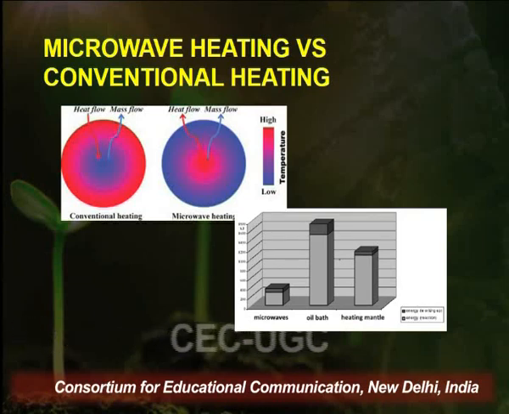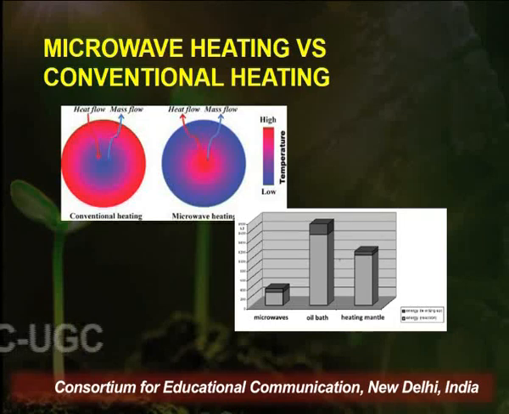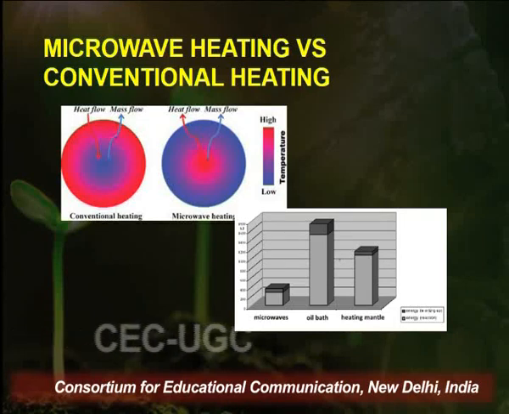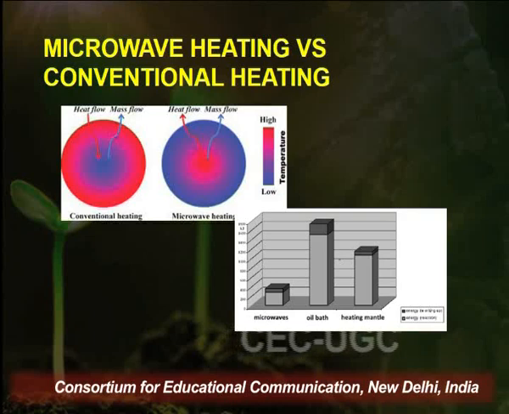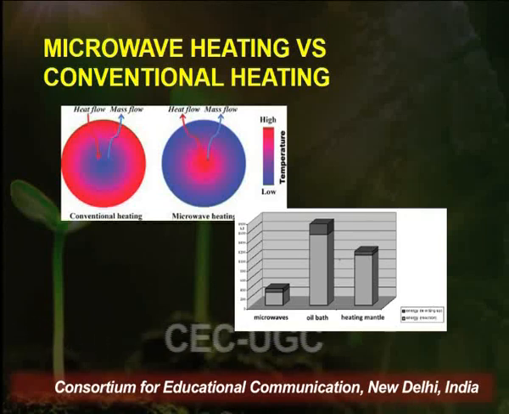So we can say that in case of microwave heating, the direction of heat flow and mass flow are the same, that is toward outside the cell from the center, whereas in case of conventional heating, the direction of heat flow and the mass flow are opposite. Heat flows from outside to the central core and the mass flows from the inside towards the outside of the cell.